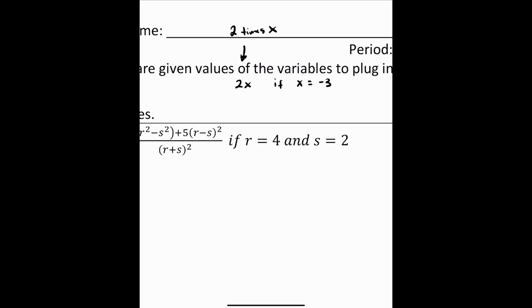If x is equal to negative 3, then this x value must be negative 3 as well. So all I need to do is write 2 times negative 3. I'm replacing that x with negative 3, and when I'm replacing a variable, I always like to use parentheses. Okay, so now we have 2 times negative 3, and your answer is negative 6.